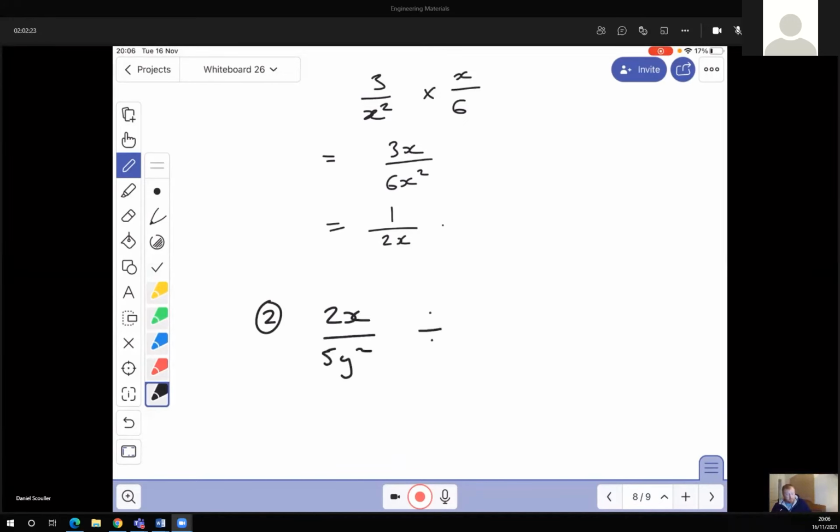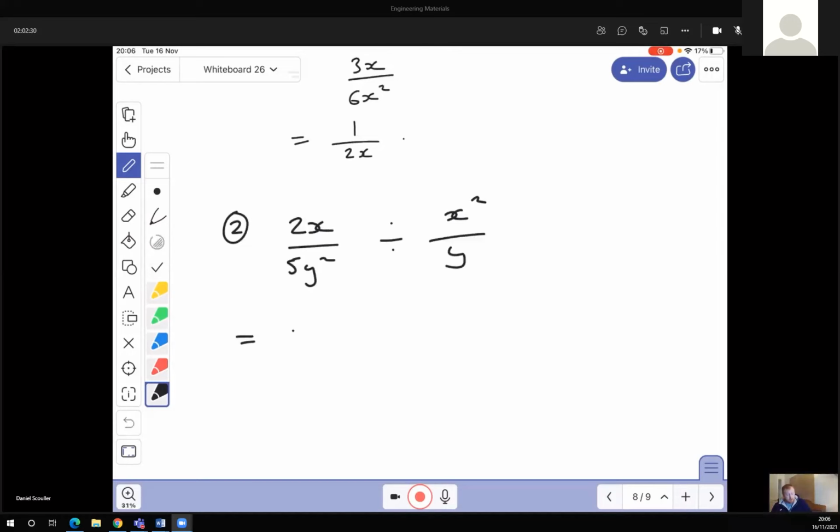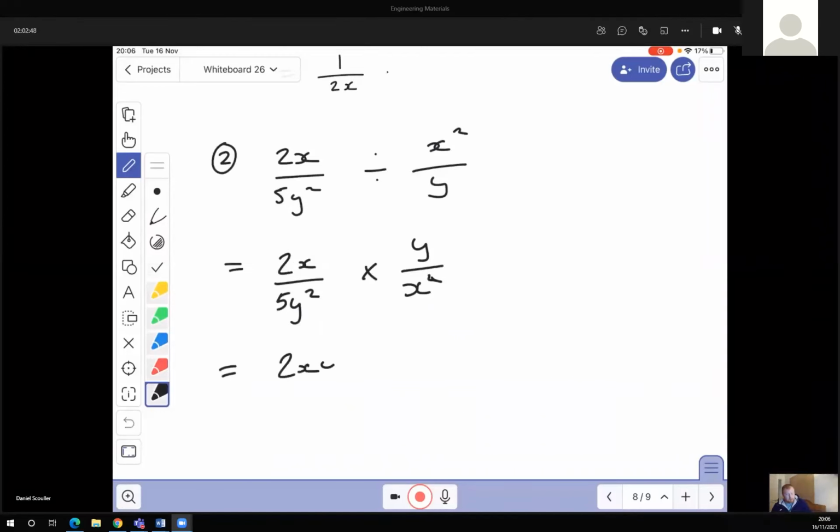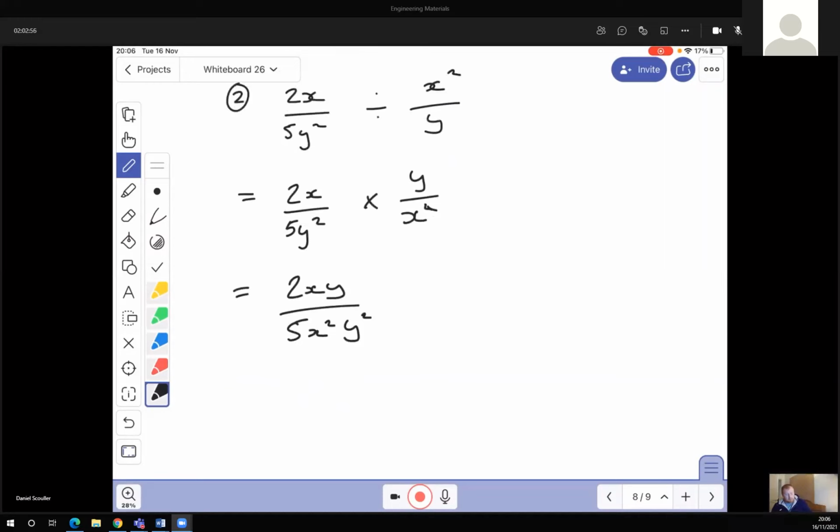This might be a 5y squared. Okay, just follow the same process. So the first term stays the same. That becomes a multiple, that flips on its head. Okay, and then you just go through the process. Okay, then you just tidy that up.